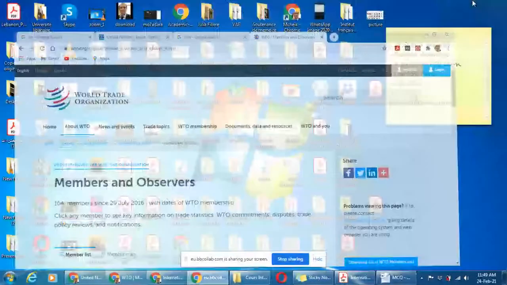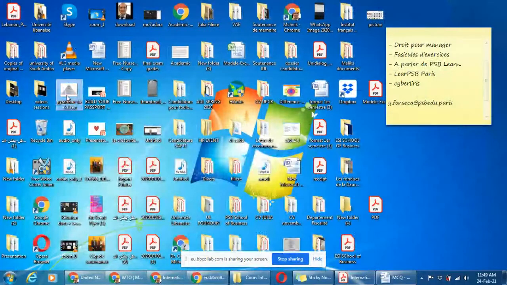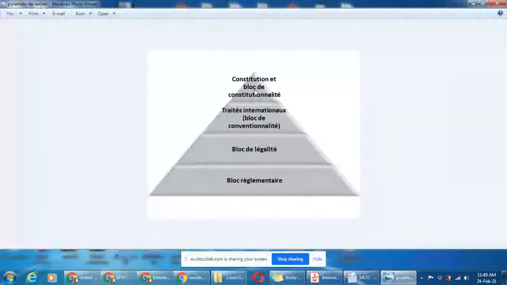Okay, so as you can see here in this pyramid, it's in French, but I will explain it. We have what we call the hierarchy of norms, or the pyramid of Kelsen. I don't know if, in an introduction to law, somebody explained to you the meaning of hierarchy of norms. That means we have many norms.